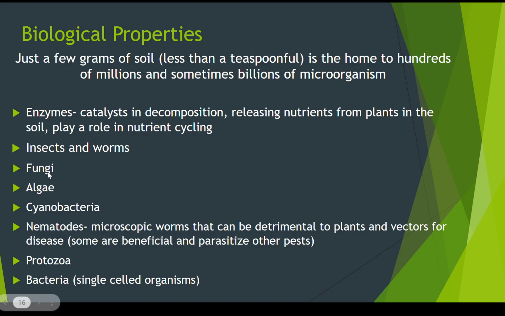We have fungi, which is also known as mushrooms. Algae, cyanobacteria, which is a bacteria, but it produces its own chloroplast, which means not only does it eat things, but it can also make its own food through the sun, which I think is pretty cool. Then we have nematodes, and those are teeny tiny little worms. Some can be good, some can be bad, just depends, but we got nematodes. We have protozoa and bacteria. Go ahead and write down your 6 favorite.